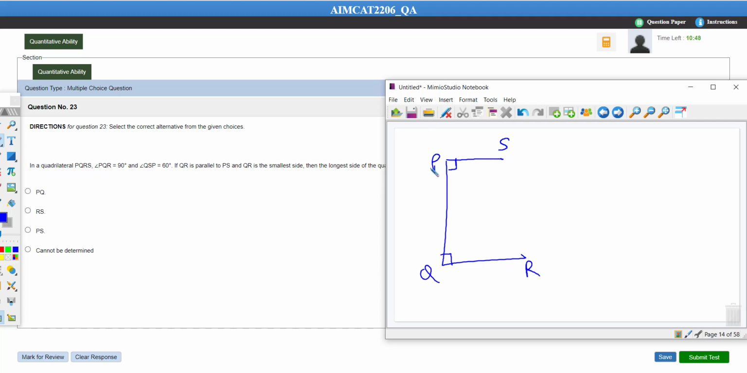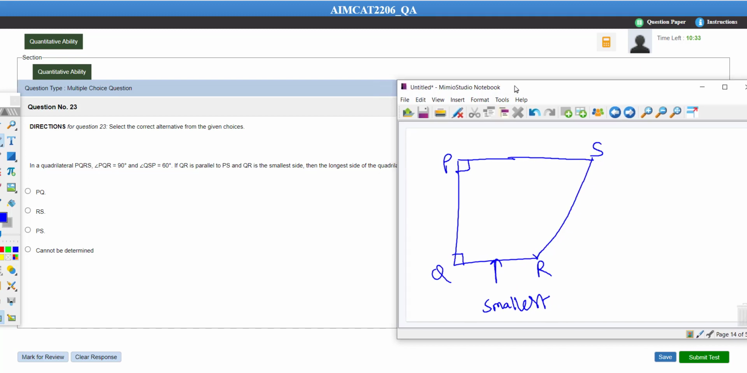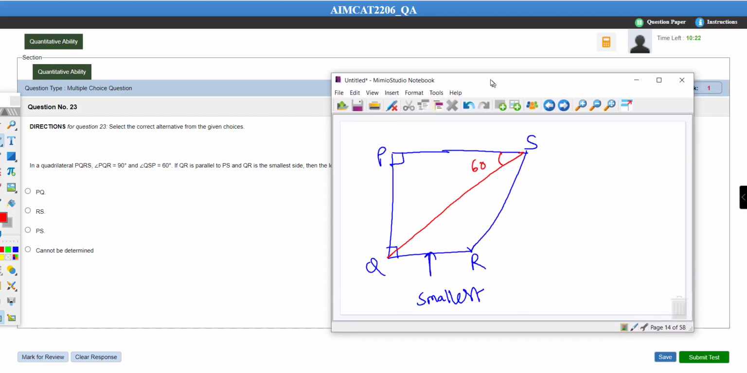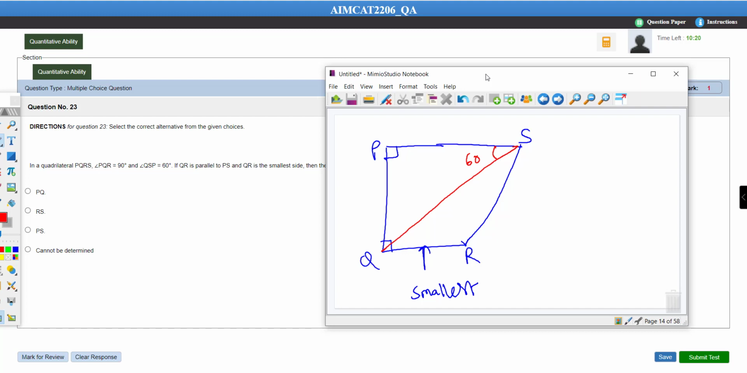Then QR is the smallest side. QR is the smallest side means this S should be over here. Let's join this. After that, we know that QSP, this angle, is 60 degrees. Which is the longest side that we need to identify over here? This is 60, so this is 30 degrees.